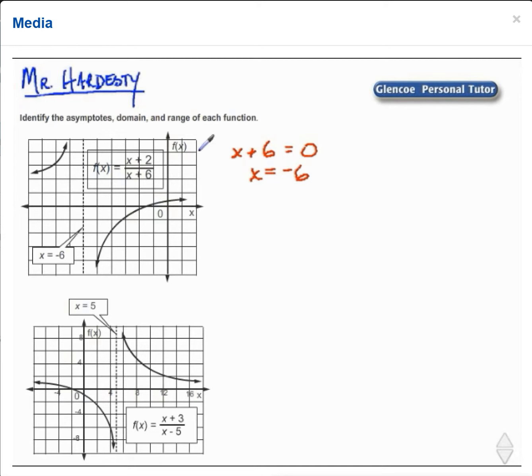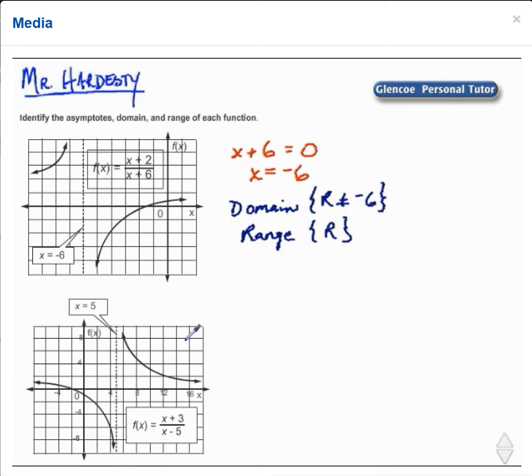The domain and range, we can state those. The domain, the set of all x values, would be all real numbers except for -6. That is, any value along the x-axis except for -6. For the range, we have no limitation. That is, the set of all y values will be all real numbers.